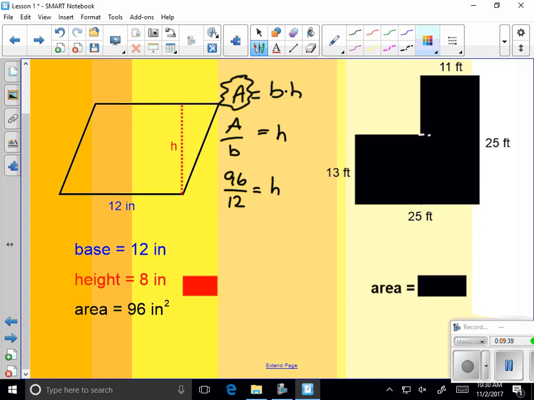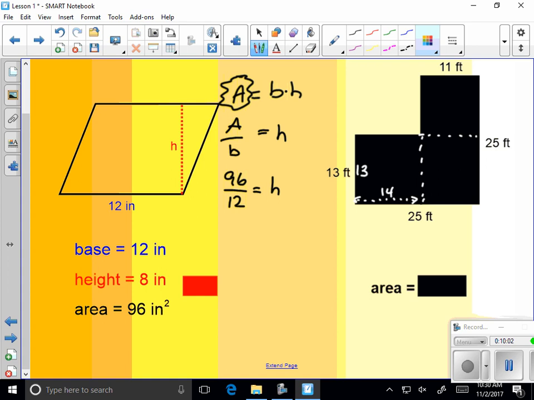So I'm just going to separate it this way. If you wanted to, you could separate it this way as well and find 3 areas and add them up. The dimensions of this one will be 13. What will this dimension here be? What's the distance from there to there? Yep, Sean? 14, yeah, take the 25 minus the 11.